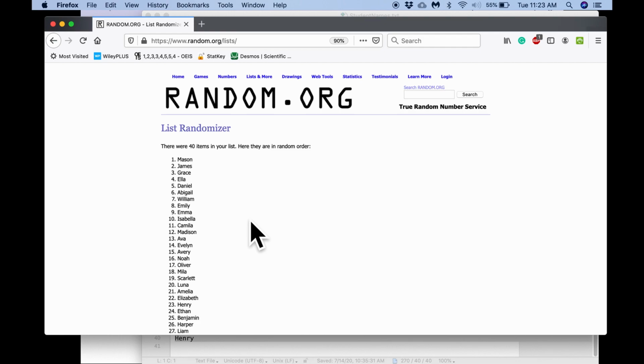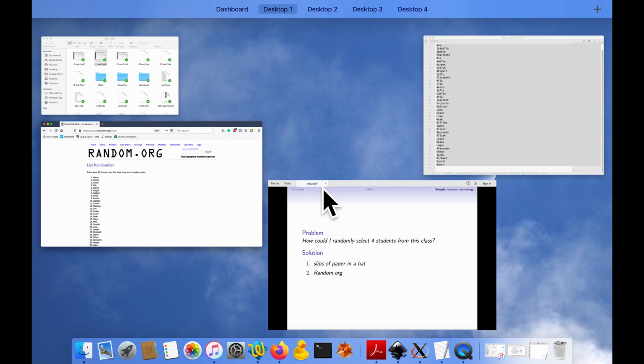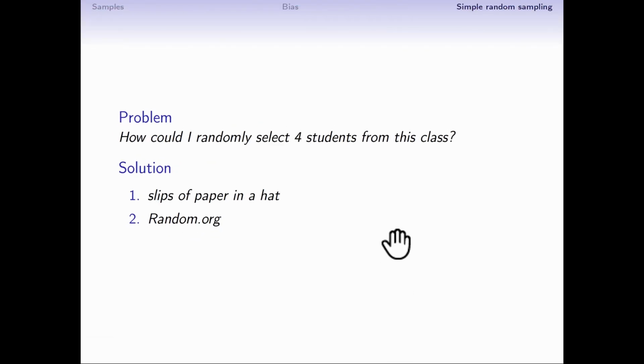Okay, so that brings an end to section 1.2. I hope you learned some things about the various topics that we were studying in this section: samples, bias, and simple random sampling. I'll meet you again when we discuss section 1.3 of the textbook.